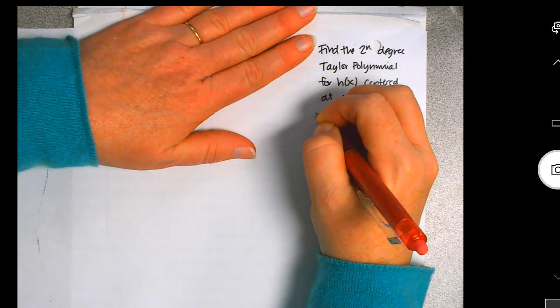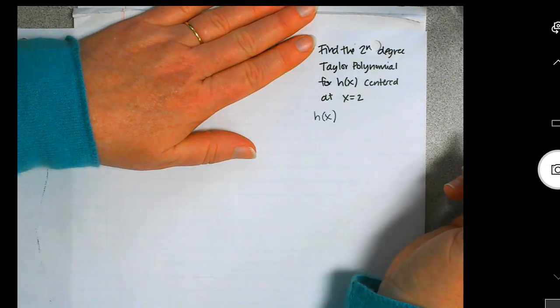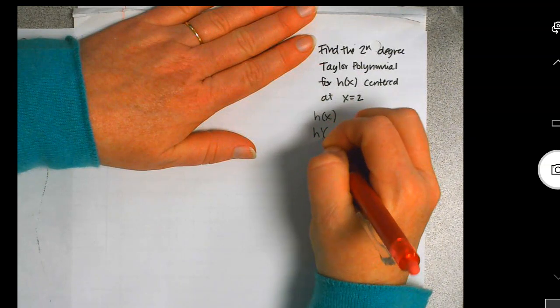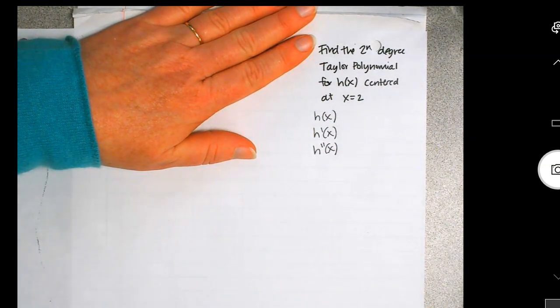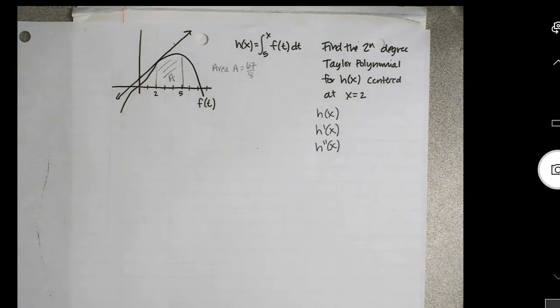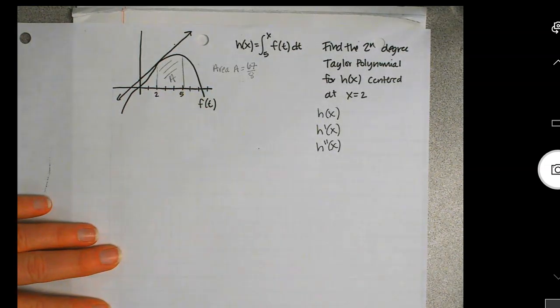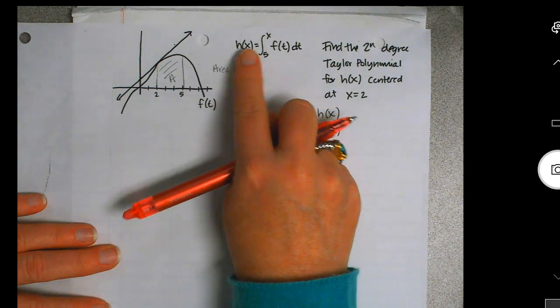We would need h of x, right? Then what? H prime of x, and h double prime of x. Okay, so without ever knowing what's given, the Taylor polynomial is going to have these things. And then we look back at our information and say, can we get it? So looking back at our information, we have h of x is actually equal to an integral.